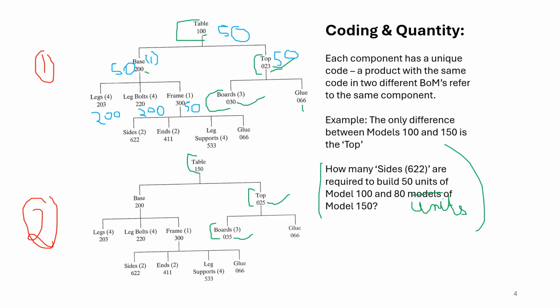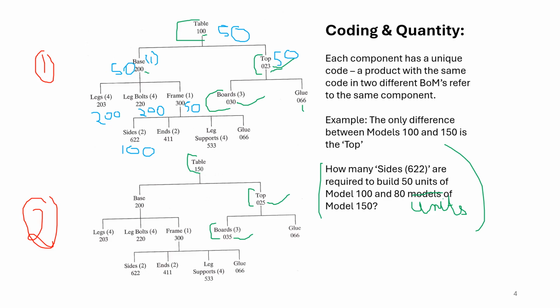And finally, to manufacture one frame, we require 2 sides. So to manufacture 50 frames, we require 2 into 50, which is 100 sides. So we require 100 sides, which has a code number of 622, to build 50 units of the table. Now for the second question, how many sides are required to build 80 units of model 150, which is the table model over here, 150.